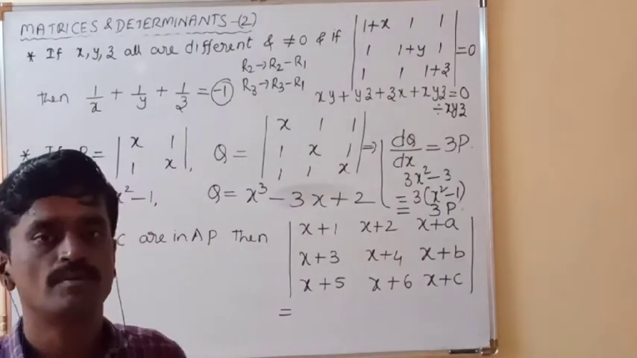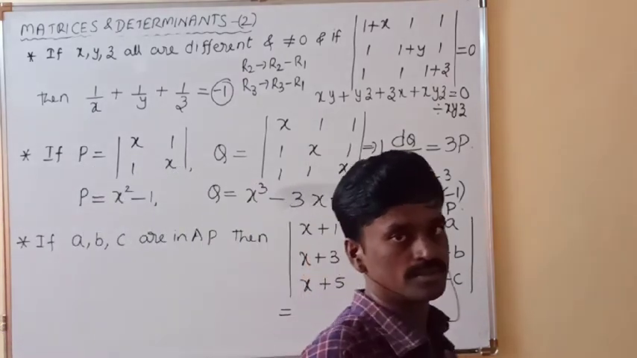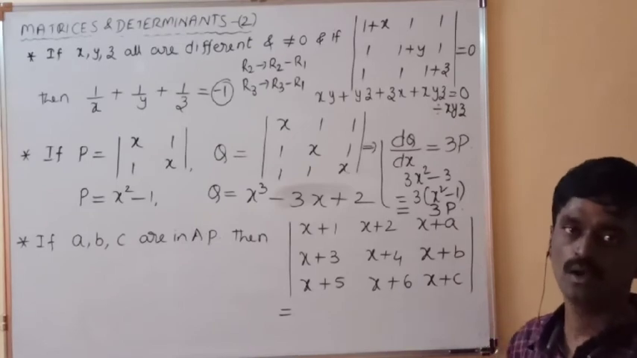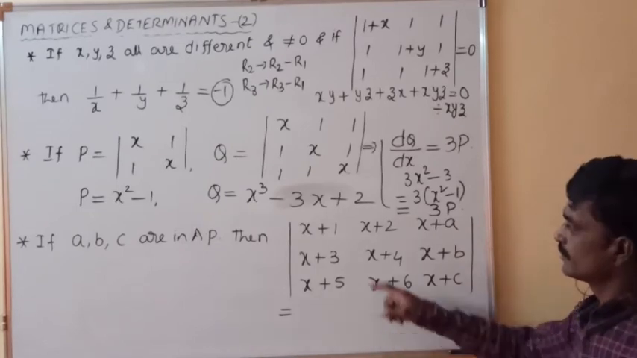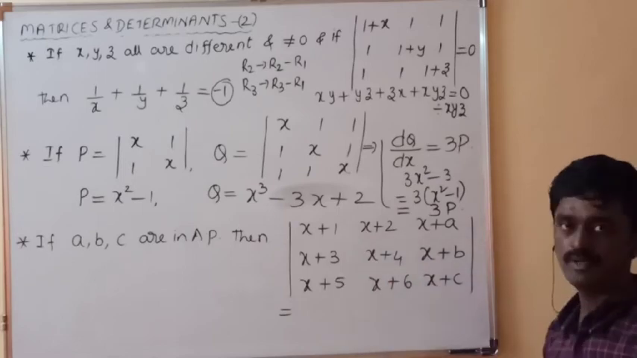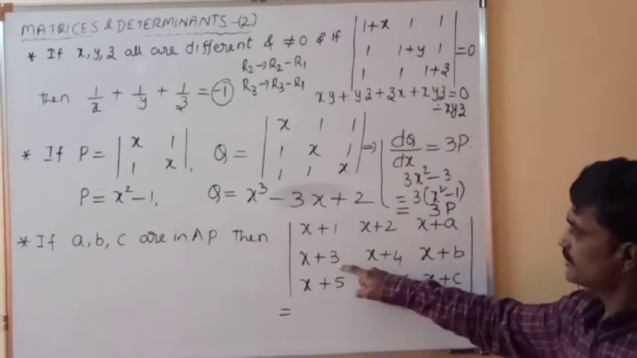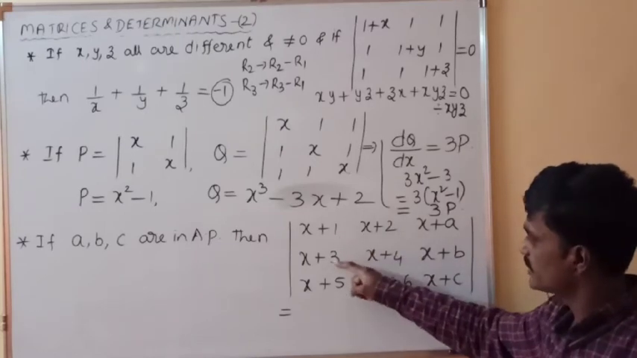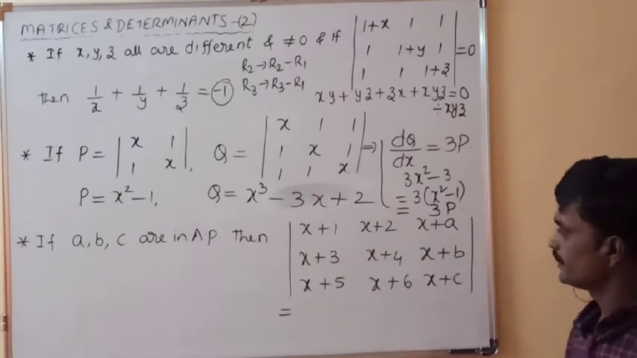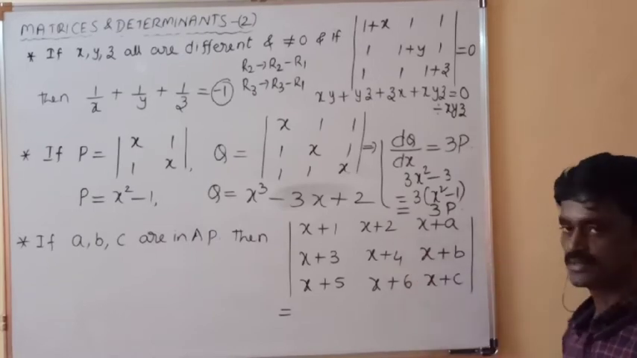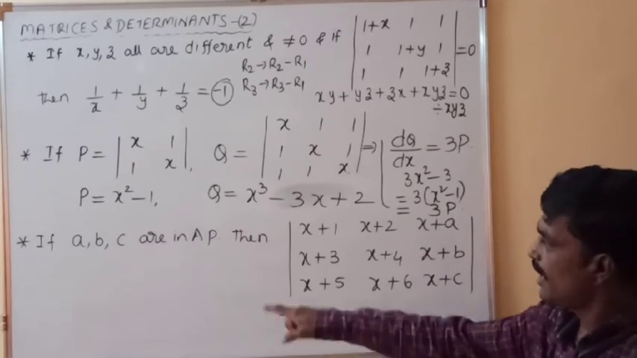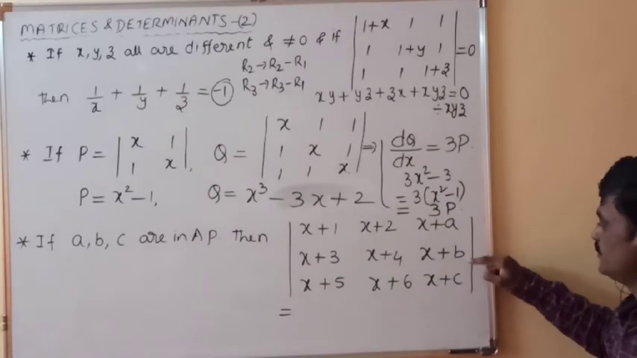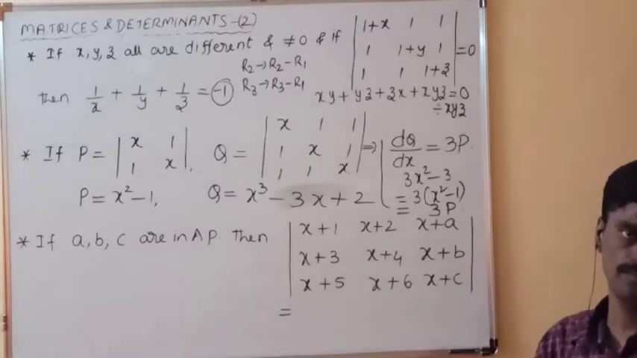Next, look at this problem. If you can remember one trick, one concept, then you can directly put the answer by looking at this question only. If you observe, the first column elements are in AP, correct? x plus 3 minus x plus 1 is 2, x plus 5 minus x plus 3 is also 2. Similarly, x plus 2, x plus 4, x plus 6 are also in AP. If A, B, C are in AP, then x plus A, x plus B, x plus C are also in AP.